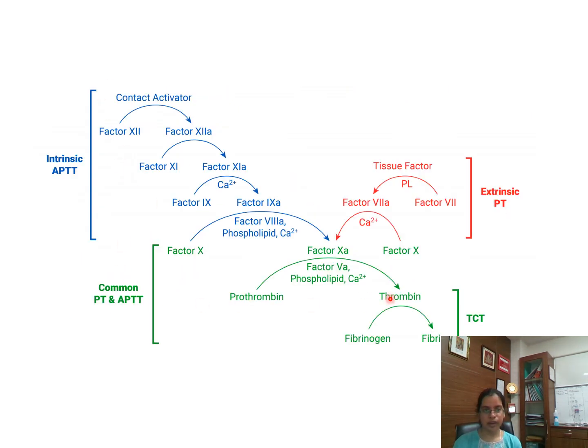So this is the cascade model. In the extrinsic pathway, factor 7; in the intrinsic pathway, we should consider factor 12, factor 11, factor 9 and factor 8; and in the common pathway, where both PT and APTT are prolonged, we should consider factor 10, factor 5, thrombin and fibrinogen.